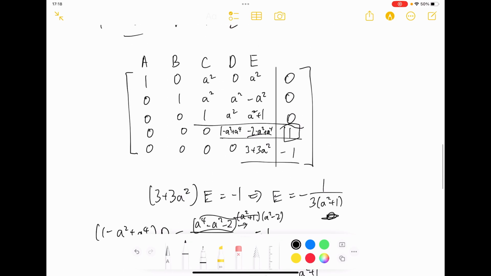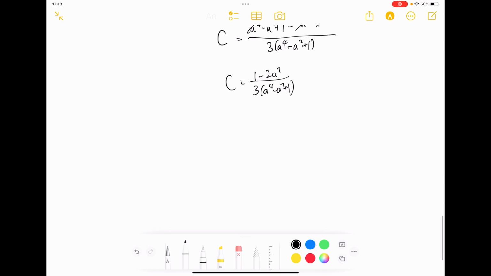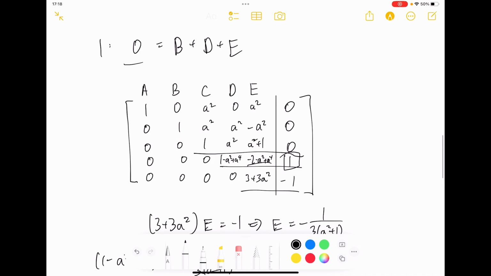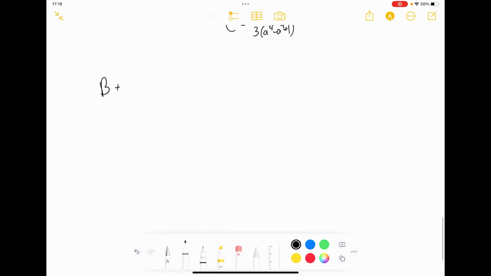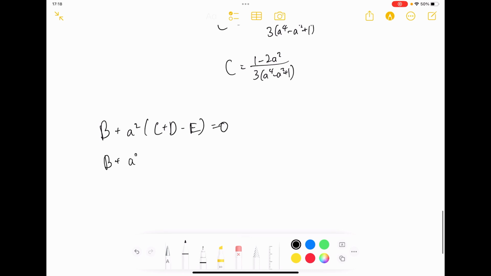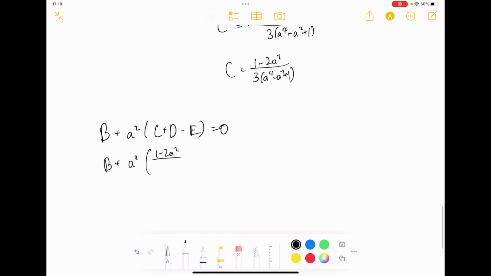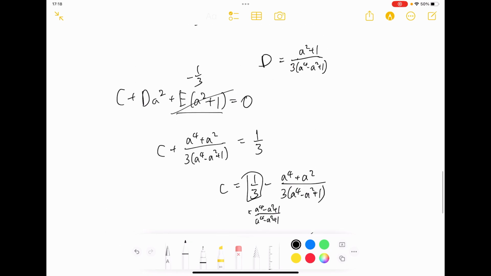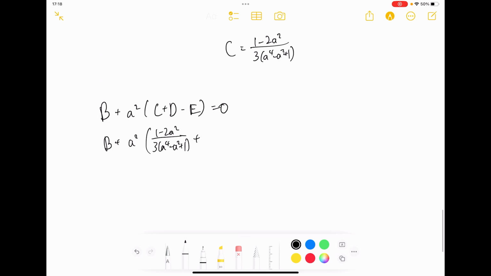Now we're going to do the exact same thing, but to solve for b. So b is going to be b plus a squared c, a squared d, and minus a squared e. So we can factor out an a squared, actually. So a squared times c plus d minus e. That's 0. So we'll just sub everything in. Plus a squared times... So c is this, divided by 3 times a to the fourth minus a squared plus 1. d is similar, but that's a squared plus 1.